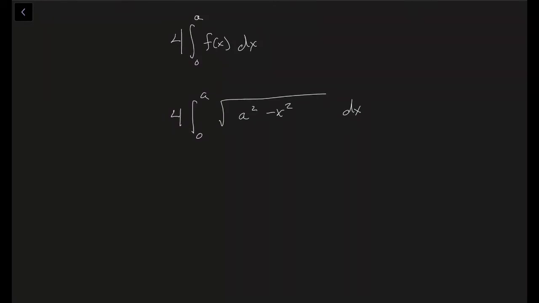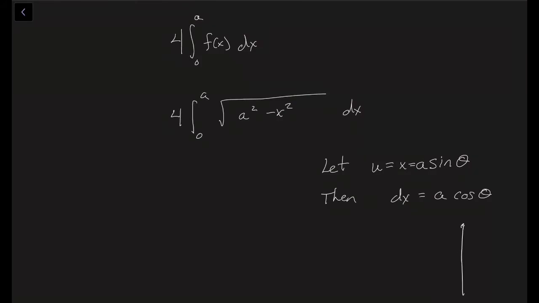And what we're now going to do is use trigonometry to figure out what's going on. So we're going to let u equal a sine of theta, or x in our case, because it's a squared minus u squared. So u is x, which is going to be a sine of theta. Then that tells us that dx is going to be a cosine of theta d theta.